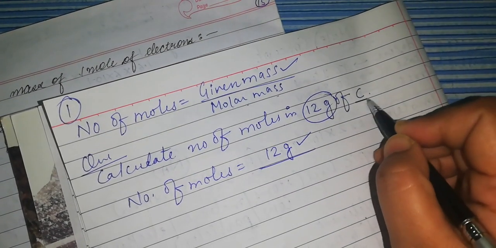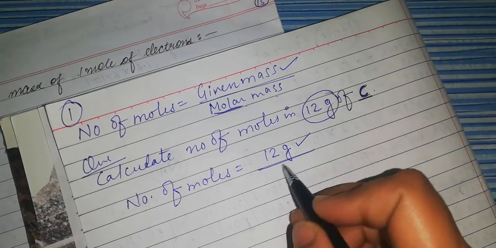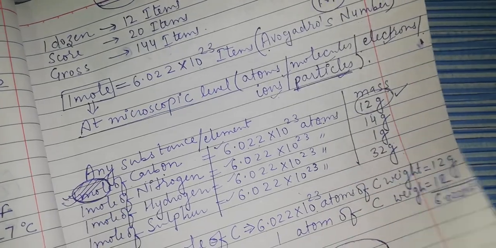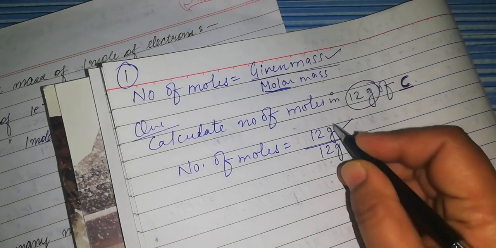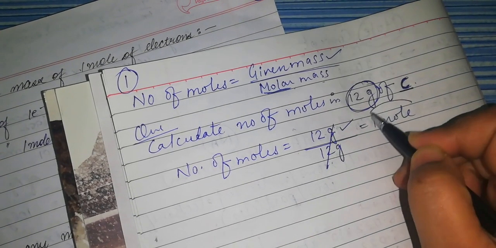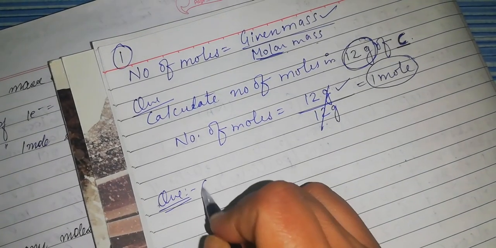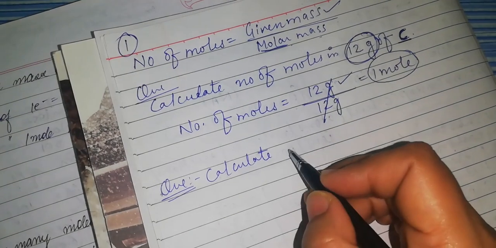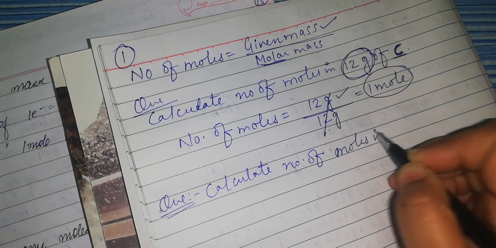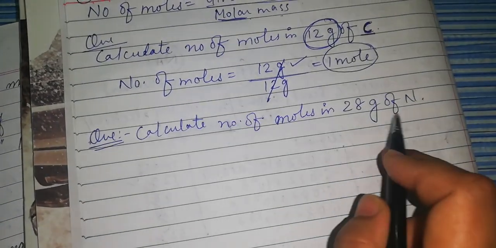And molar mass means the mass of 1 mole. So 1 mole of carbon, as we have already seen, weighs 12 gram. So you can say 12 gram of carbon contains 1 mole. In the same way, if I take another example: calculate the number of moles in 28 gram of nitrogen.